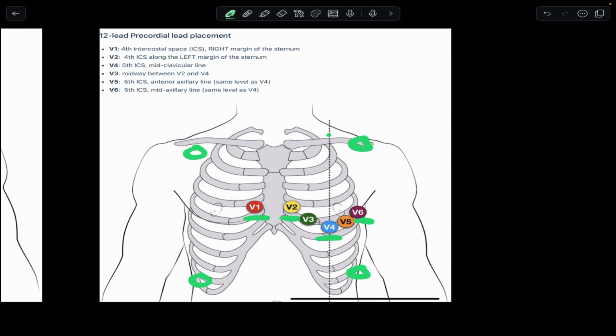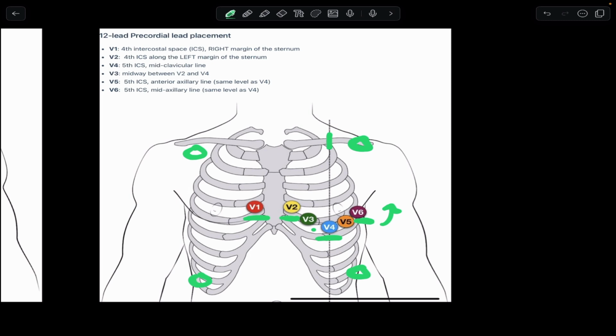V4 is placed in the 5th intercostal space in the midclavicular line. So that's pretty easy to see. And then V6 is placed at the same level as V4. It looks a little bit more superior in this picture, but that's just because the rib cage is wrapping around. But it's also placed in the 5th intercostal space in the mid-axillary line, so that's going to be at the most lateral point of the patient.